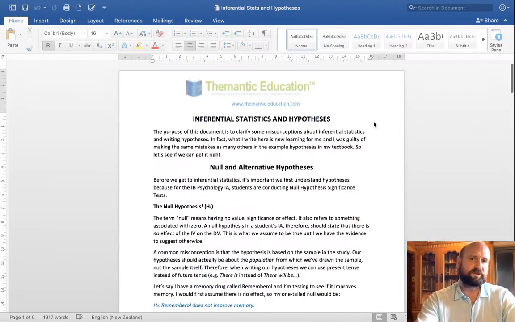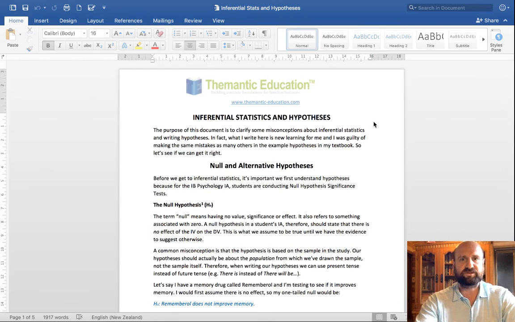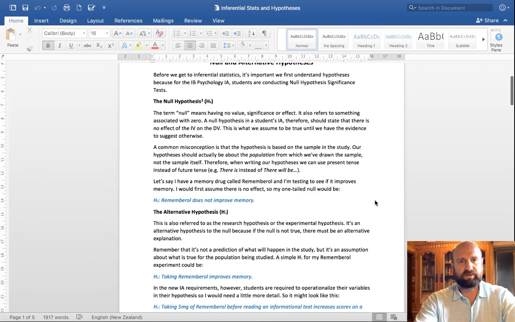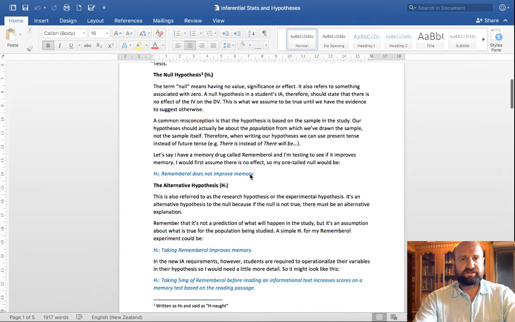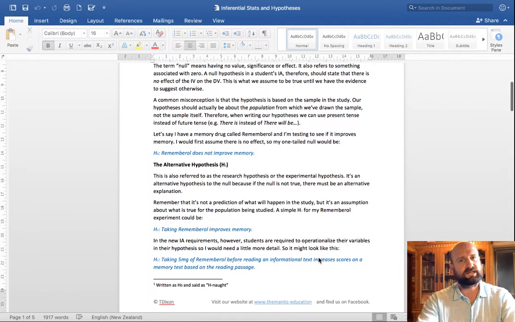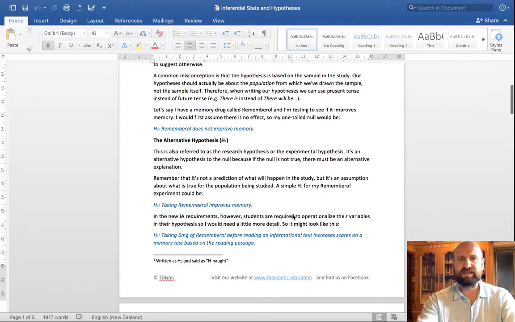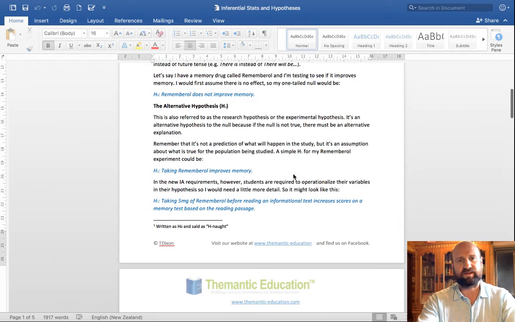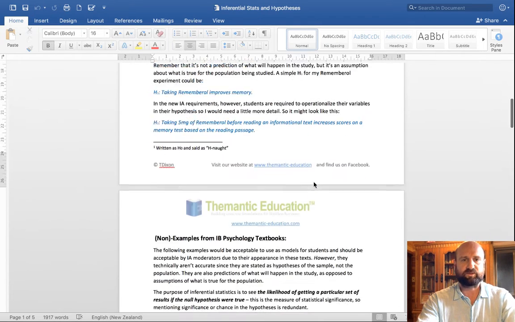But yeah, so there's just a bit of a clarification of inferential stats and hypotheses. Just the key point to remember, when we talk about the null hypothesis, we're making a statement of something that's true in the world, and so we would say, for example, Ritalin does not improve memory, as opposed to making a future prediction of what will happen, and then we test the probability that we would get our results if that statement was true.